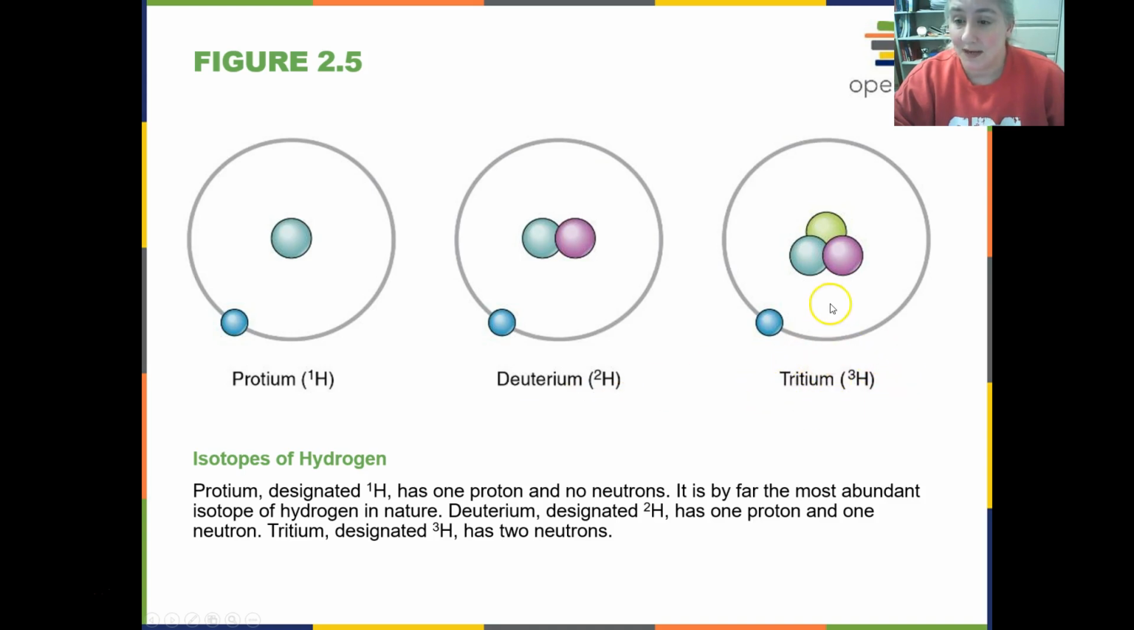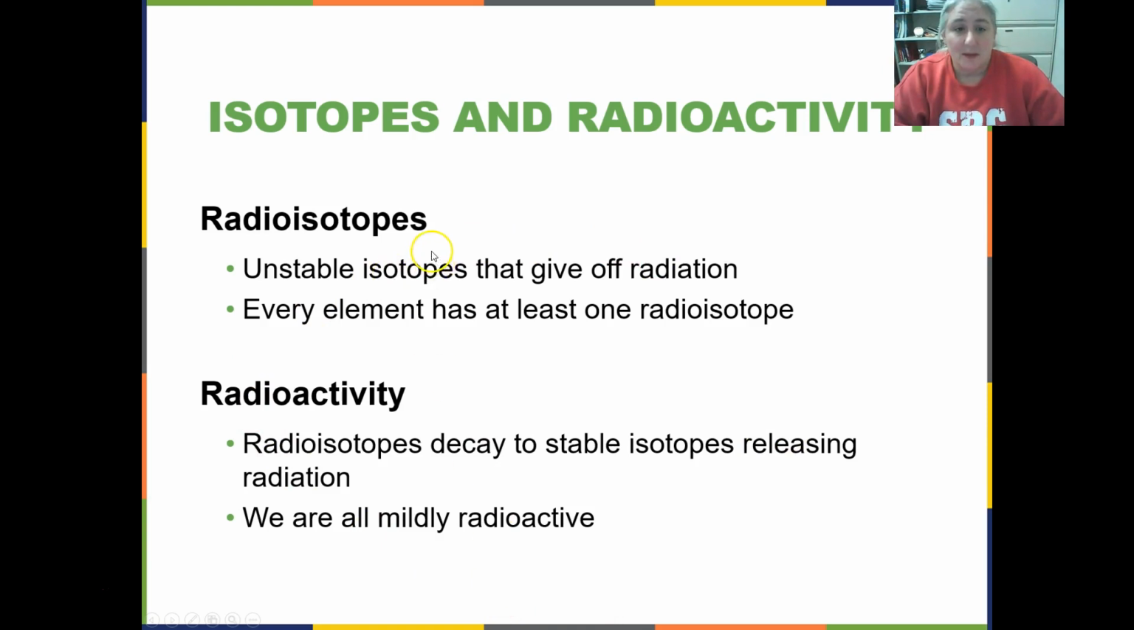And then we have tritium. Tritium is the unstable form of hydrogen, which contains 2 neutrons. So you have your 1 proton, 2 neutrons, and it has an atomic mass of 3. This is also known as your radioactive hydrogen. So radioisotopes are the radioactive form of each atom. Every atom has at least 1 radioisotope. And these radioisotopes are going to continuously decay or break down until they become more stable. That's what they want to do.